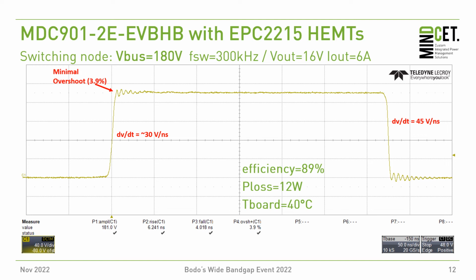Here you see a zoom in of the switching nodes of this EPC board, where you see that in fact the switching node is very well controlled and very well damped. So you really get an almost ideal waveform with very high dV/dt, around 30 volt per nanosecond for the rising edge and 45 volt per nanosecond for the falling edge. So these are close to ideal waveforms.